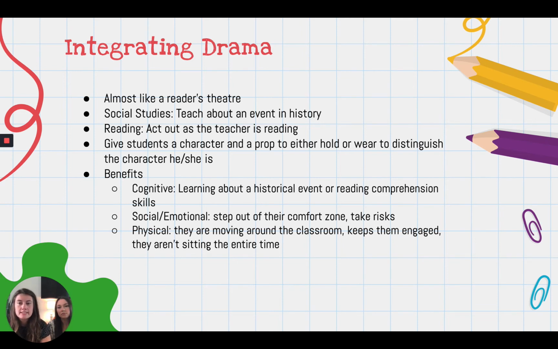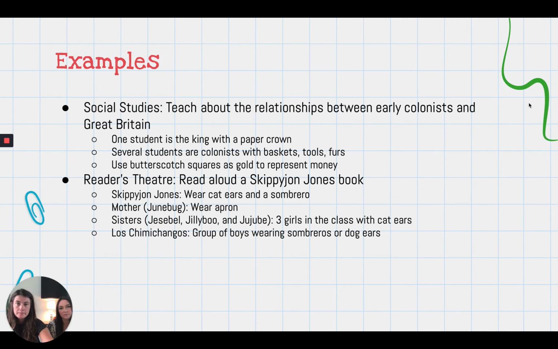This activity benefits cognitive development by learning about a historical event or reading comprehension skills. For social and emotional development, they're able to step out of their comfort zone and work on public speaking skills as they're in front of the class. And physical, they're moving around the classroom, keeping them engaged, so they aren't sitting the entire time. In my classroom last year, I was also in 4th grade, and we would do this when we were teaching them about different historical events.